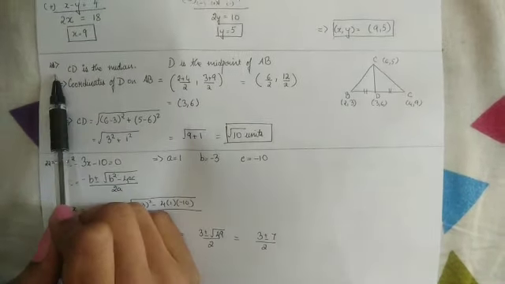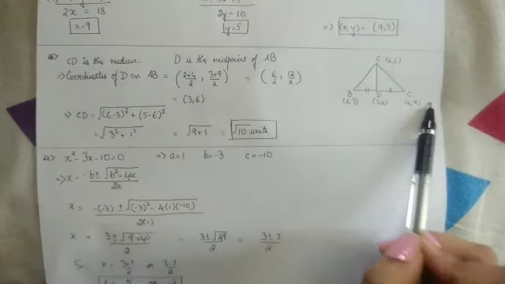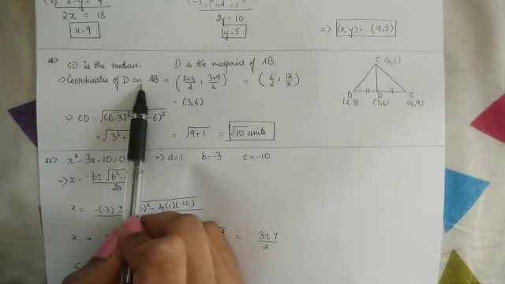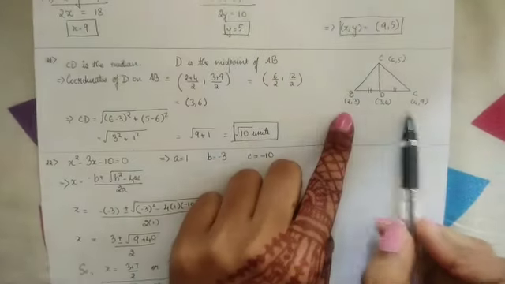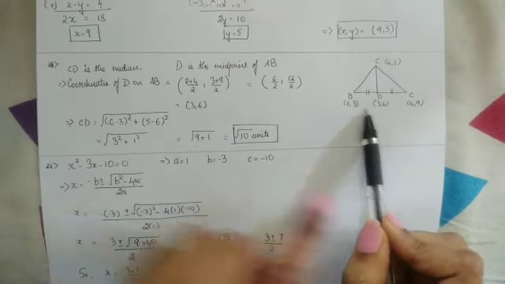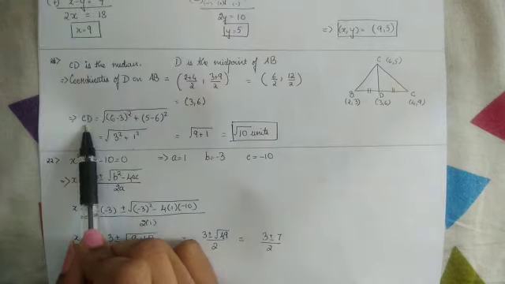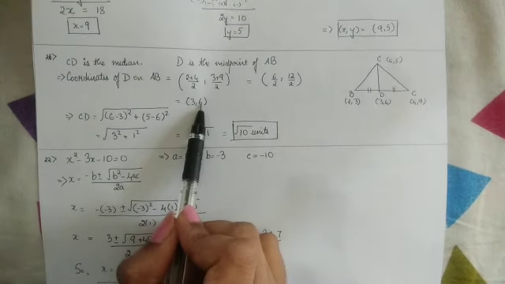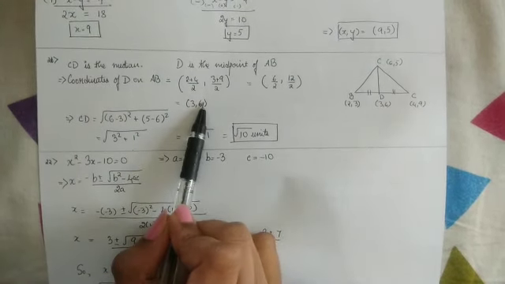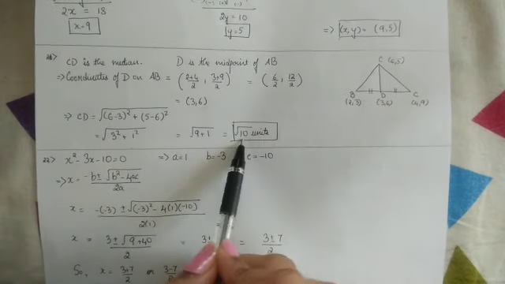Next, the 21st question, the 20th is direct. So CD is the median. D is the midpoint of AB. Let's visualize it. So the coordinates of D on AB would be (2 plus 4) divided by 2, comma, (3 plus 9) divided by 2. So it would be (3, 6), and the length of CD would be, according to the formula, root of (x1 minus x2) the whole square plus (y1 minus y2) the whole square. You get 9 plus 1, that is root 10 units.